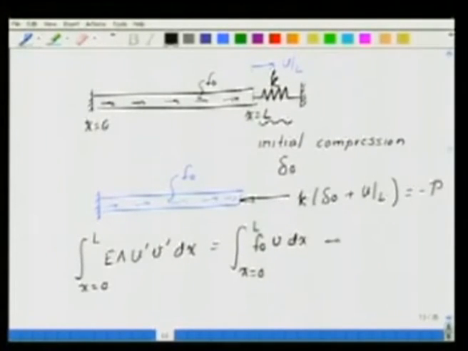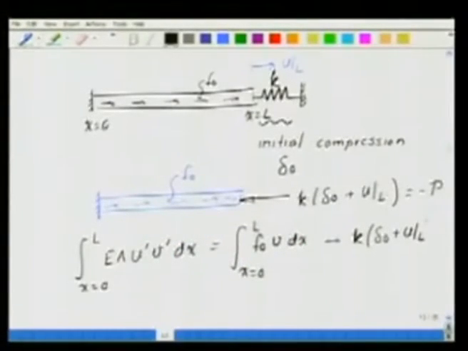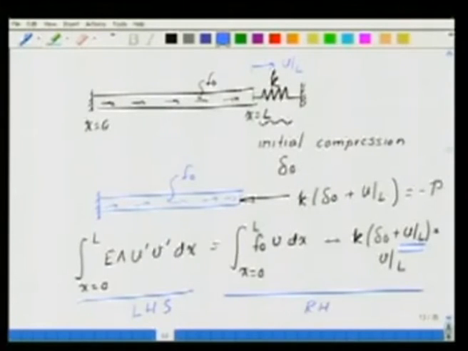So, I will write minus k delta naught plus u at L multiplied by v at L. So, this is the weak form we get. Now, you see there is something very curious about this weak form. This unknown u at L, we had said that in the weak form we are going to collect the unknowns on the left hand side and the knowns on the right hand side. But you see that in the right hand side now even an unknown u at L is sitting. So, what do we do? We shift it to the left hand side.